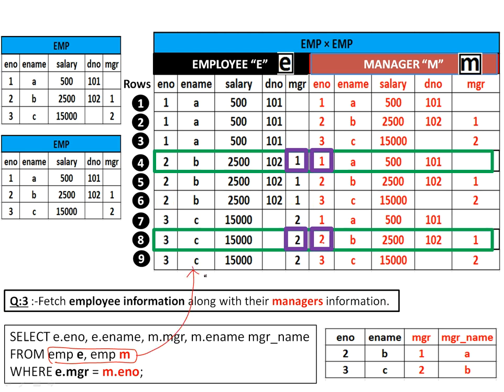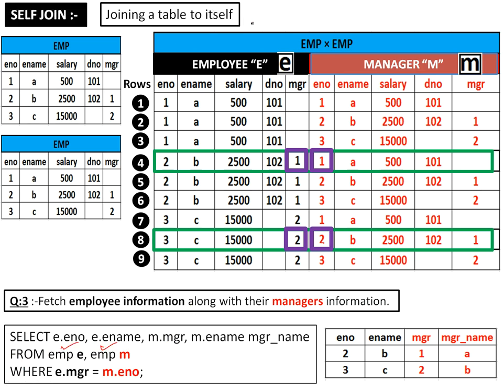That is E.manager_number equal to M.E_number. It is also an equijoin, guys, but both tables are the same. Joining a table to itself is also called an equijoin. Equijoin always happens between a child column and a parent column, guys. So it is a child column referring to a parent column, that is the foreign key constraint.